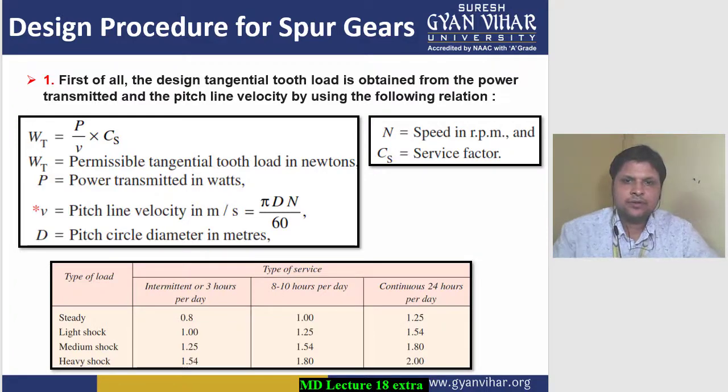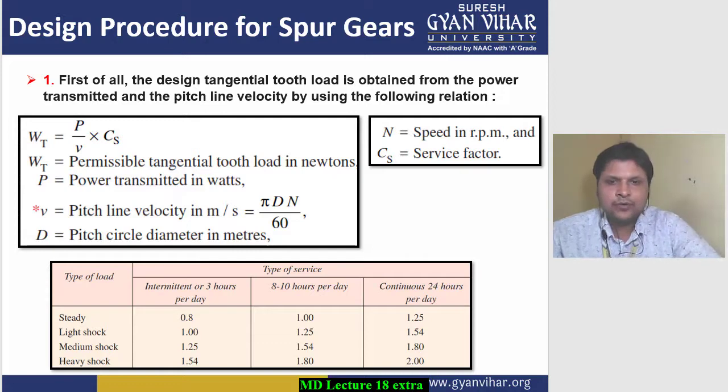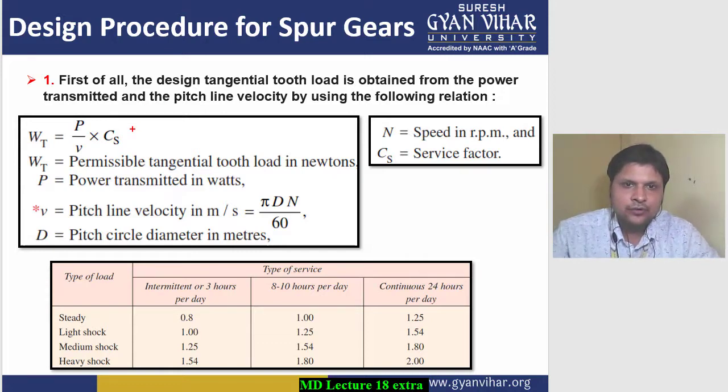Now let's focus, students, on the design procedure for spur gears. All the things which I have told you in the previous slides, I will compile, and I am going to tell you the systematic design procedure which has to be followed while designing any spur gear. First of all, as we have derived the Lewis equation, using that equation we are first going to calculate the tangential load, and for that you will need CS.